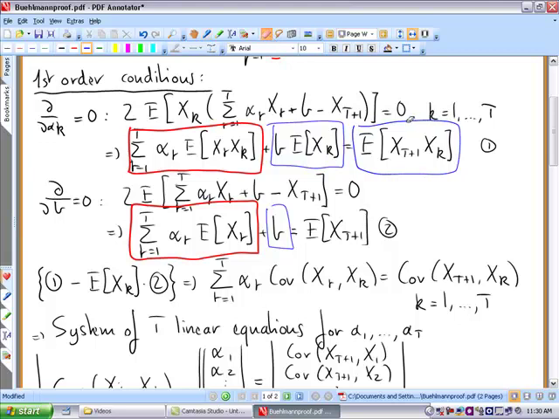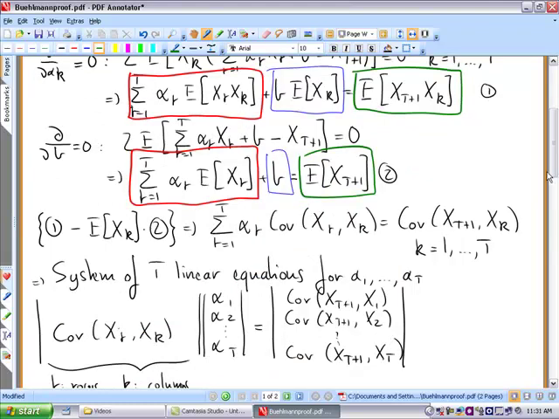Let me use another color. The expected value of xt plus 1 times the expected value of xk minus the product of the expected value of xt plus 1 times the expected value of xk. And this by definition is the covariance of xt plus 1 with xk. We have t equations here, a system of t equations.